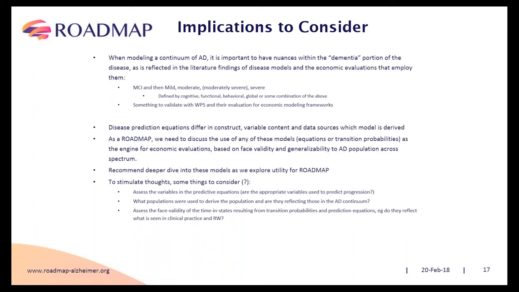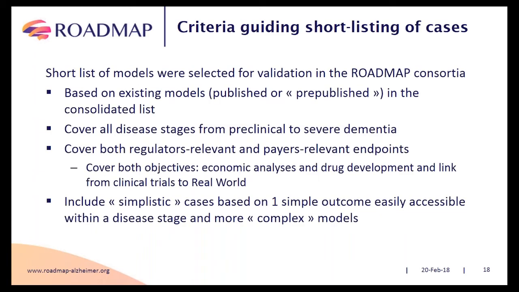And we saw that the disease prediction equations differed in construct, variable content, and the data sources from which the model was derived. We decided to look into this a little bit further. So we created a short list of models for validation in the roadmap consortium. This was based on the existing models or on models that we obtained from other members of the roadmap consortium. We wanted to cover all the disease stages from preclinical to severe dementia. And we wanted to cover both regulator relevant endpoints and payer relevant endpoints, because we wanted to be able to think about economic analyses in an economic modeling framework.